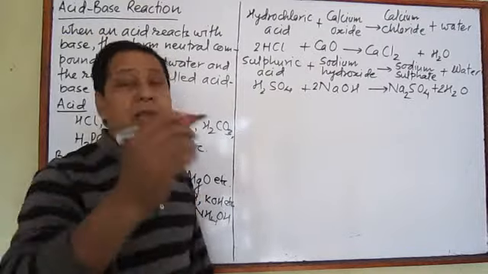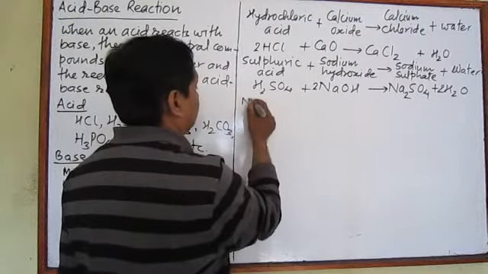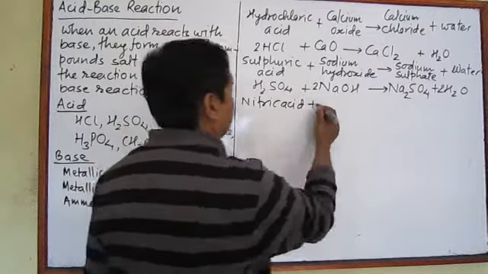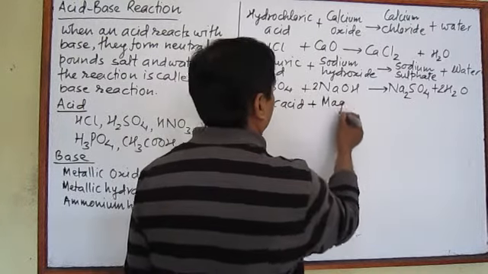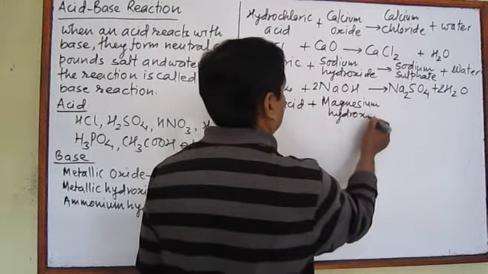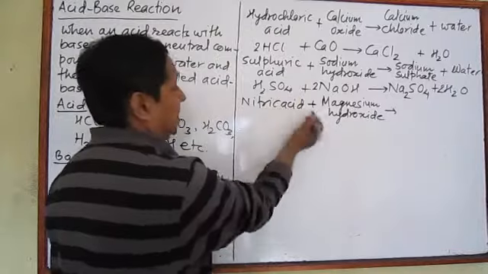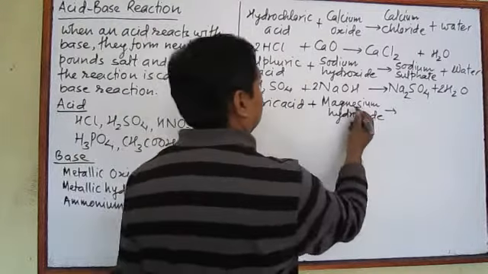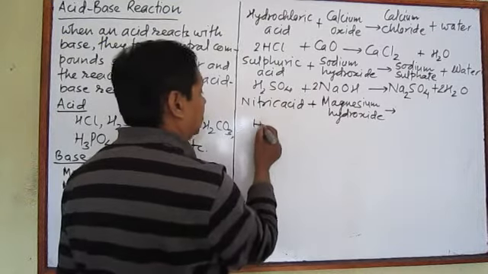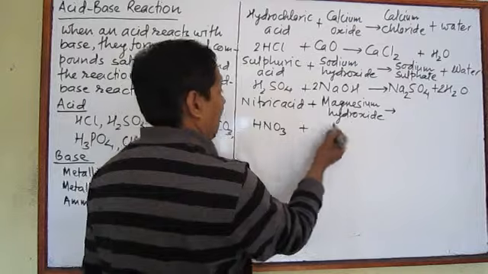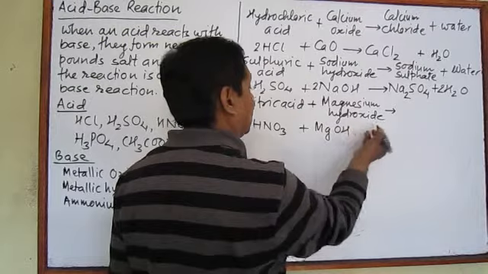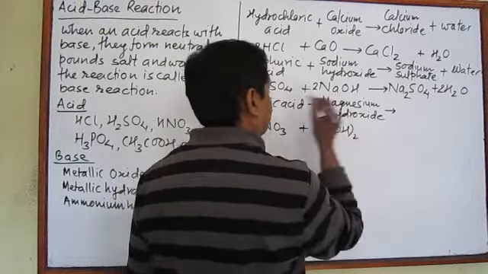Now let's talk about next, nitric acid. Nitric acid, when it reacts with magnesium hydroxide, let's say magnesium hydroxide. Now what happens? Looking at this, acid is written directly, and here magnesium metallic hydroxide is base. That's why acid-base reaction. Nitric acid's formula is HNO3, and magnesium hydroxide, magnesium Mg, hydroxide OH, magnesium valency 2, hydroxide 1. That's why 2 of magnesium is exchanged.